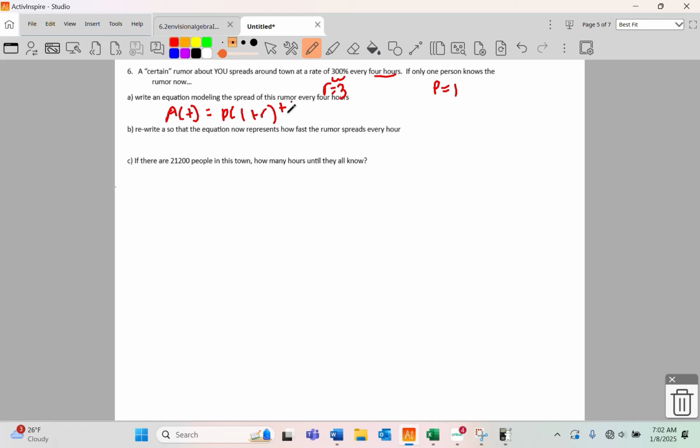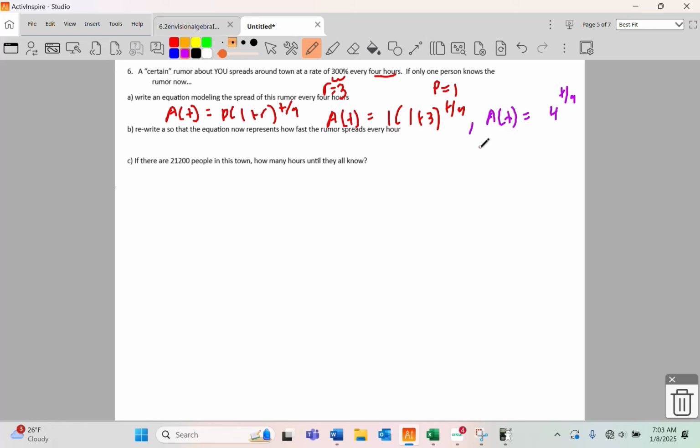And in this case, it's going to be t over 4 because it happens every 4 hours. So the amount after time passes is the principal of 1, which is understood, times 1 plus 3 raised to t over 4. Now, obviously, you should figure out what 1 plus 3 is. So the amount after time passes is 4 to the t over 4. I dropped the 1 because it's understood. 1 plus 3 is 4.